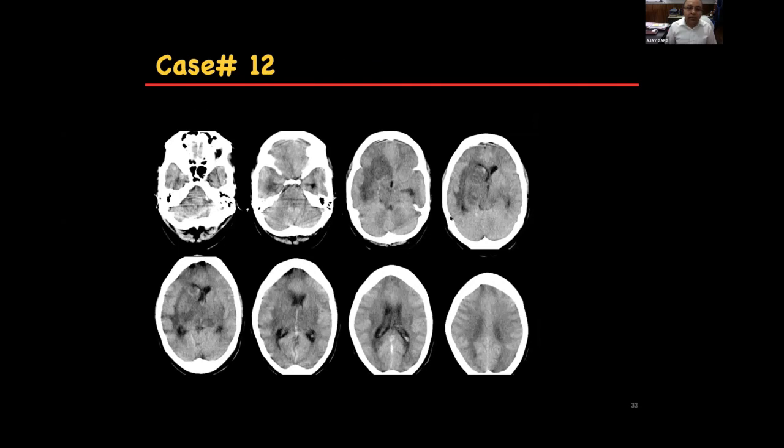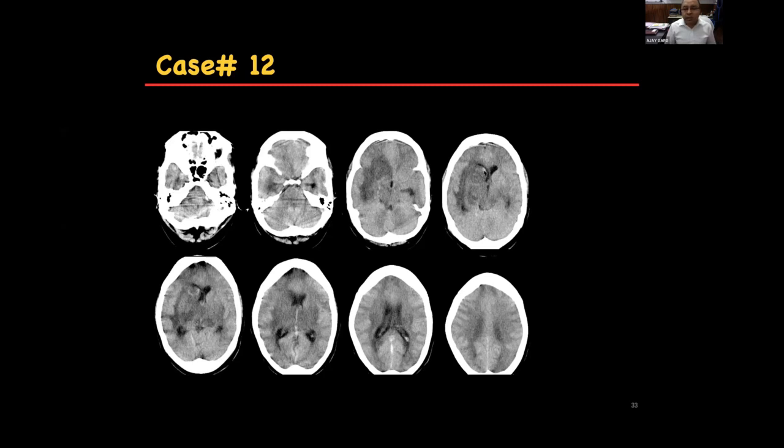Let's look at these images. What we will see is hypodensity in the region of the bilateral basal ganglia structures, which is asymmetrical, much more on the right side compared to the left side. In such cases, look for two things: whether any area of hemorrhage is there or not, and the density of the deep venous system.